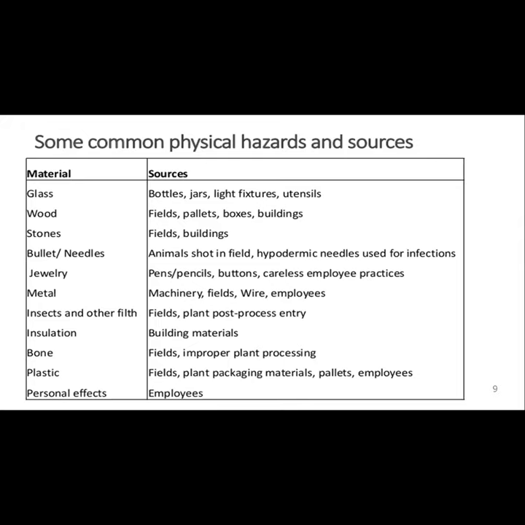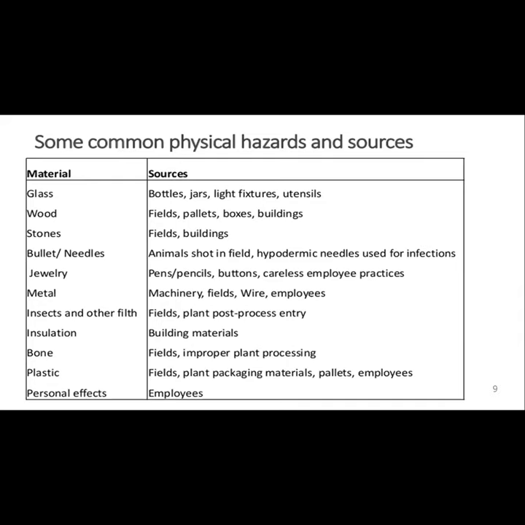Stones, bullet, needles, jewelry. I have already told that there is a jewelry policy in most plants, and it is compulsory in food premises, to avoid any type of contamination. Next is metal. Metal may come from machinery, equipment, nuts, bolts, wires, or any other source.